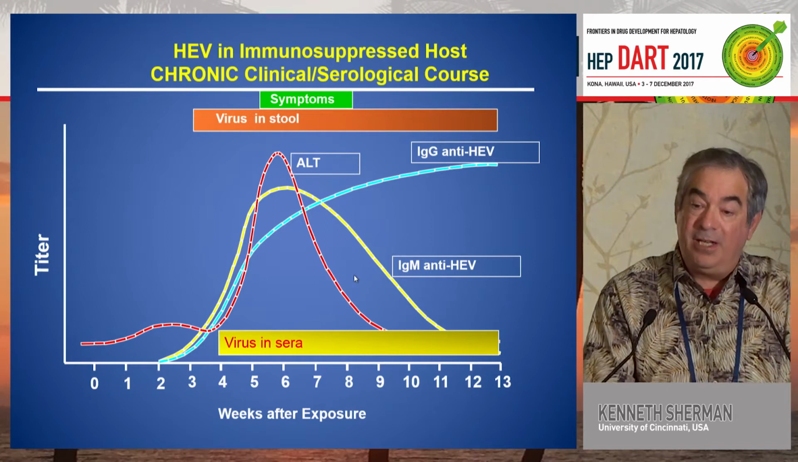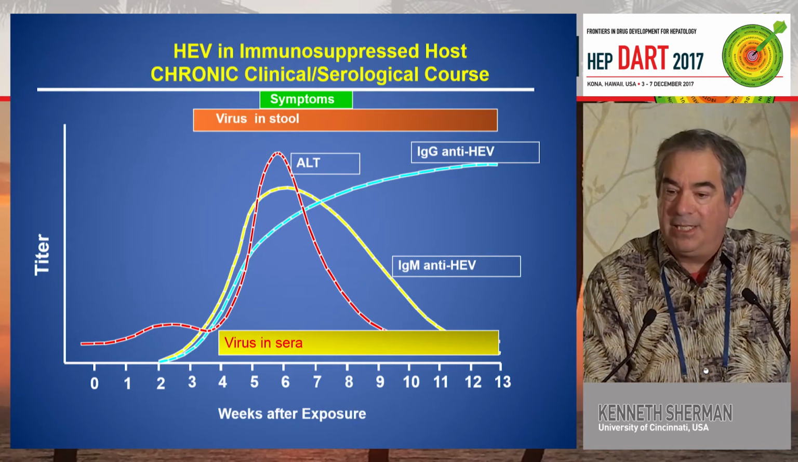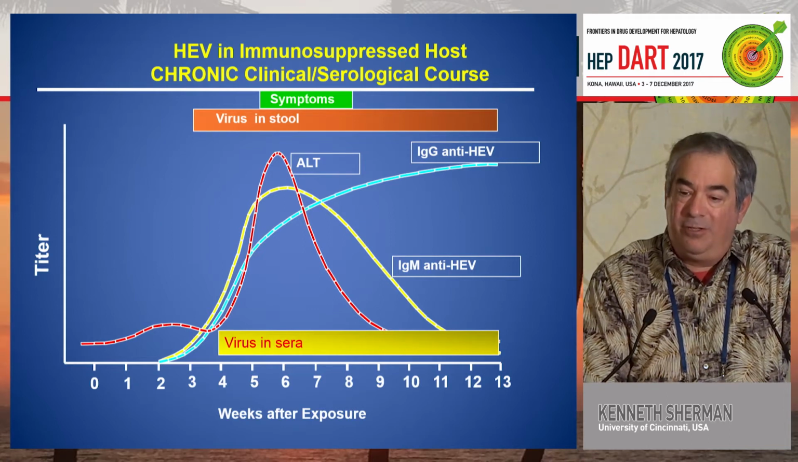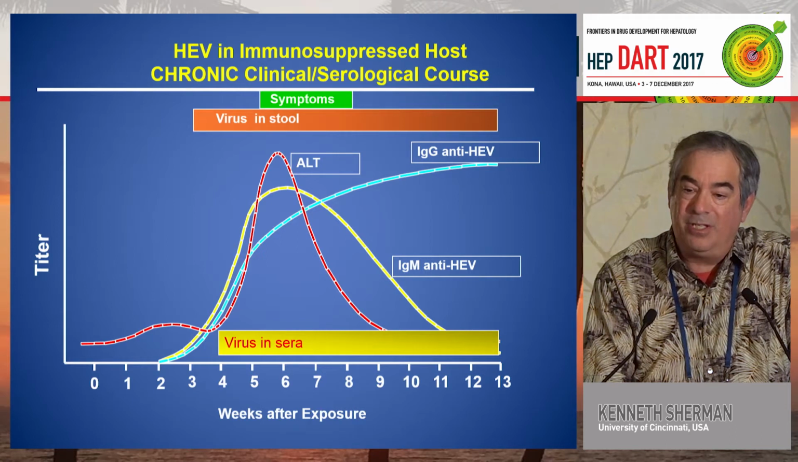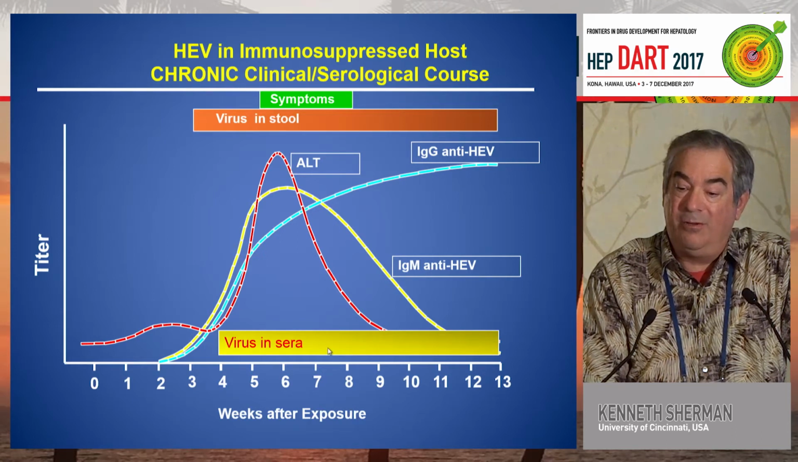In a subset of patients, there is a continuation to a chronic disease state where patients either continuously or intermittently shed virus in stool, and virus can be detected in serum intermittently or continuously.